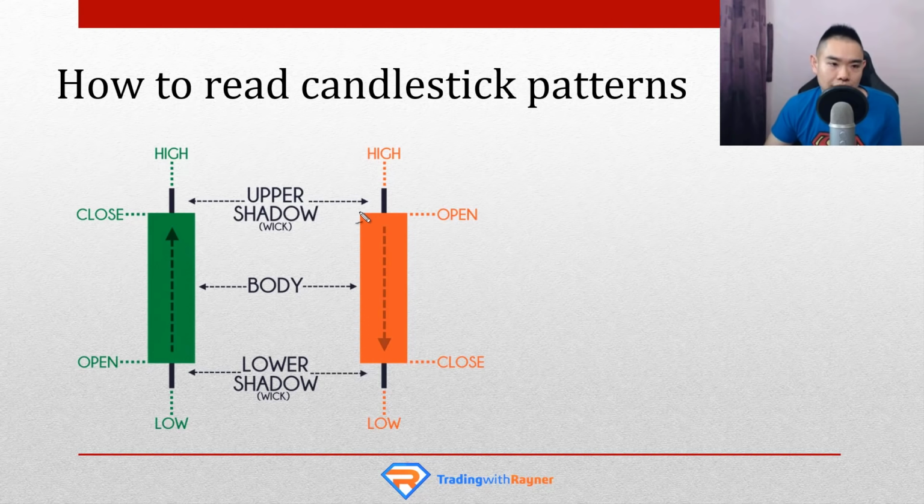So you can see that this colored area from here all the way down to here, this is what we call the body of the candle. And you see the two black lines sticking out. We call this the wick or upper shadow. Since this one is the top of the wick, we call it upper shadow or upper wick. The one at the bottom, we call this a lower shadow or lower wick. And that's pretty much how you read a candlestick pattern.